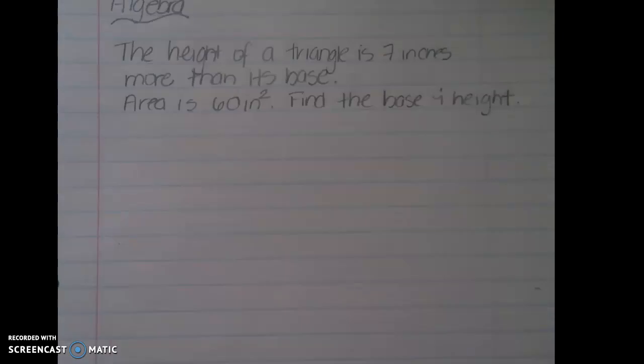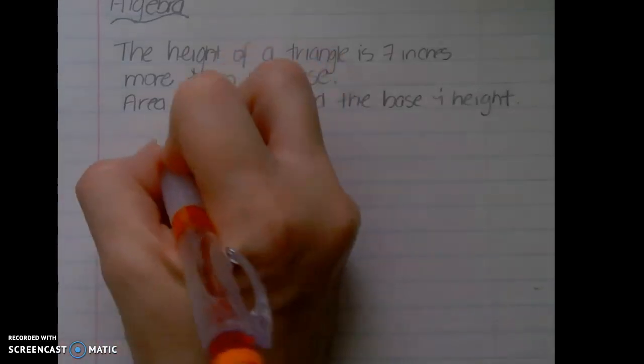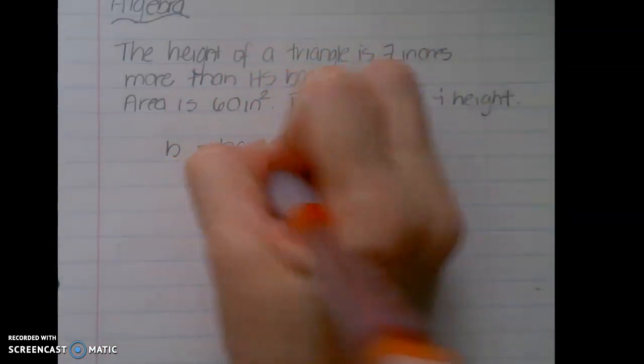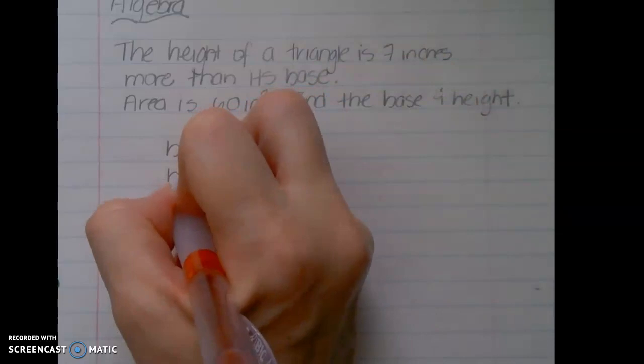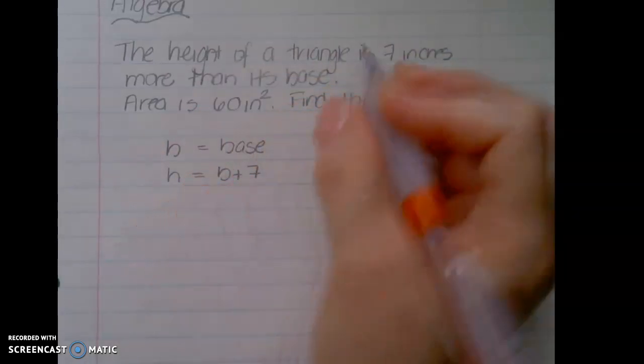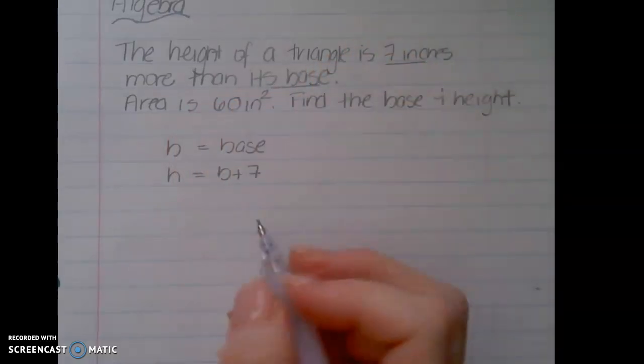Last part of our notes is going to involve using algebra. Here's the first problem. The height of a triangle is 7 inches more than its base. The area is 60 inches. Find the base and the height. First, let's write an expression to represent each measure. We're going to let B represent the base, and then we're going to let the height equal B plus 7, 7 inches more than the base.